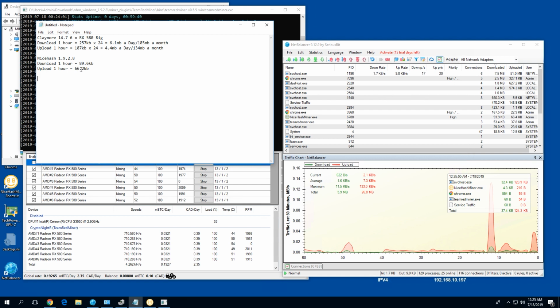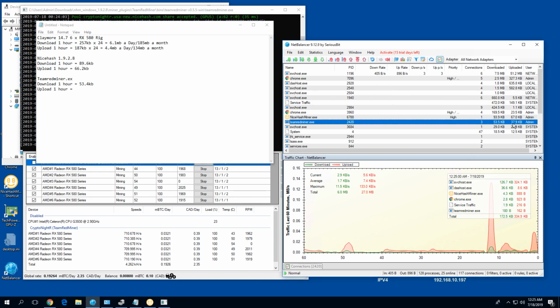Okay, right on. And then Teamredminer by itself used about 53.4 for download. So 53.4 KB for download, and then upload for 1 hour will be about 37.9. All right, so 37.9 kilobytes in an hour.